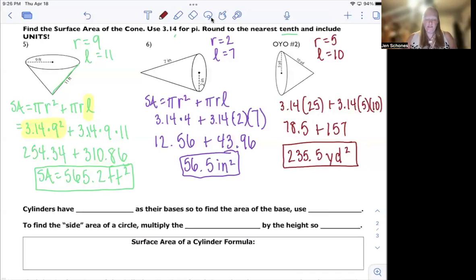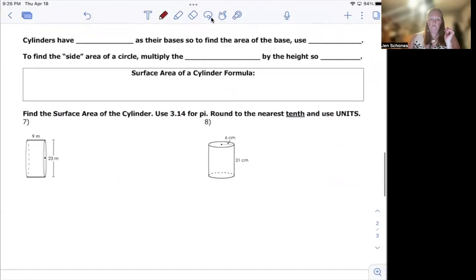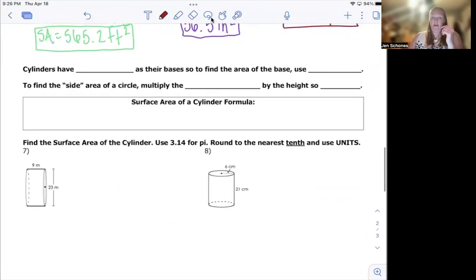Okay, last shape, cylinders. So no more pointy tops. Cylinders look like that, mostly like number 8. That's how we're used to seeing them. So back to two bases. Cylinders have circles as their two bases. Remember, the two bases are parallel to one another and they're congruent. And the way you find the area of a circle is pi r squared.